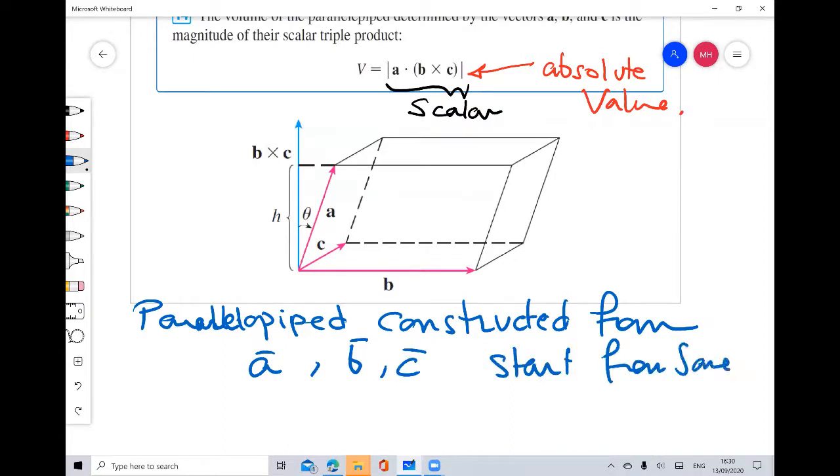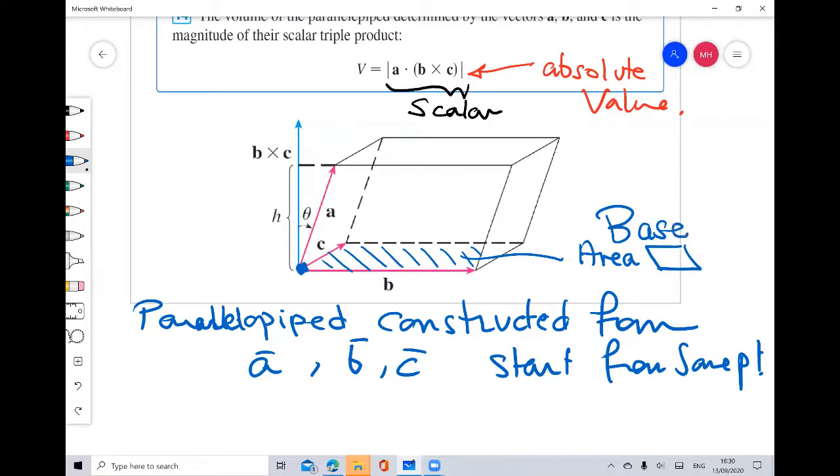The order must be taken into consideration. So I started from here. I have this vector B cross C. Actually, it gives me the area of this parallelogram, and this is the base of my parallelepiped, right? And where is the height of this parallelepiped? The length of the height is this, okay?